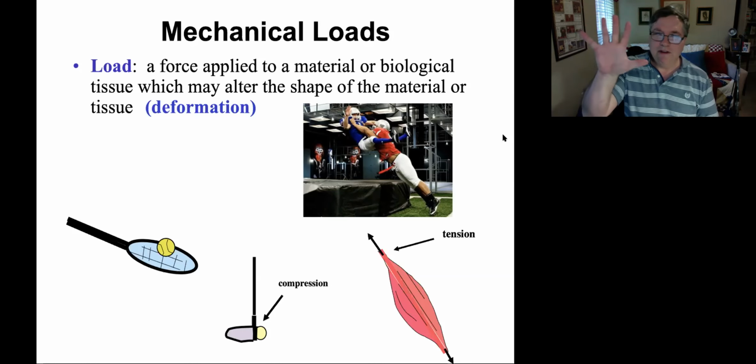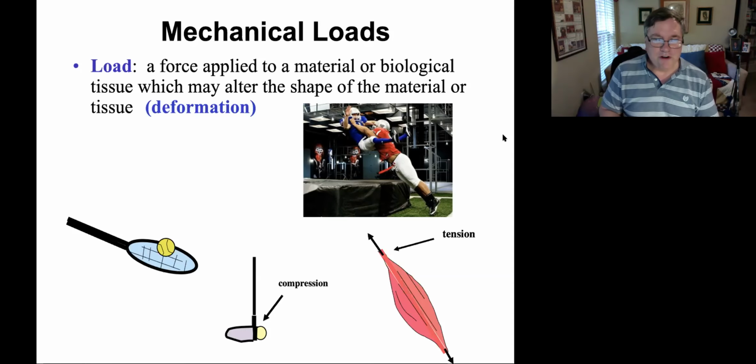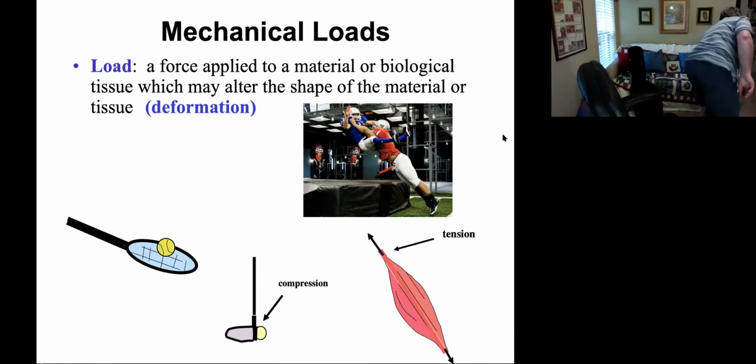So there are 5 different types of loads. There's compression, there's tension, there's bending, which is a combination of compression and tension. There's torsion, and finally there's shear forces. So we're going to talk about those. Again, a load is a type of force that's applied to either a material like steel or concrete, or a biological material, that can alter the shape of that material. So it can contribute to a bending force.